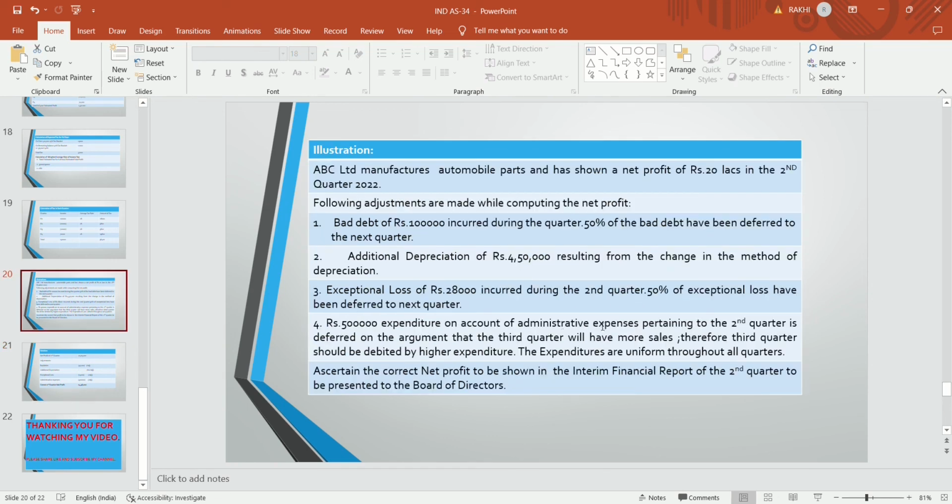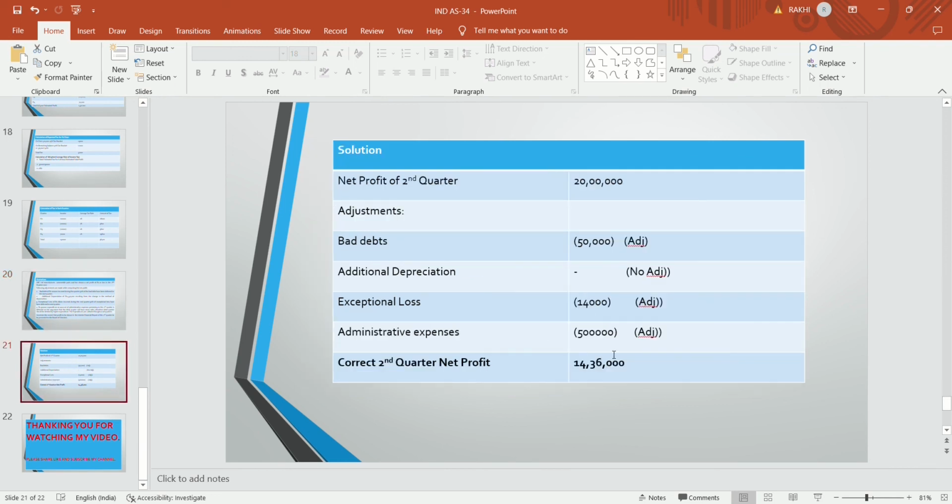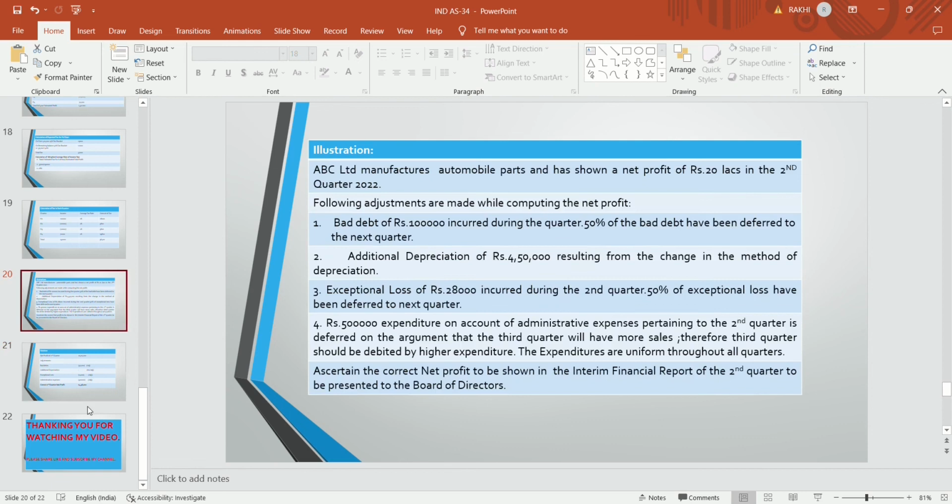The 5 lakh administrative expenses which they deferred to the third quarter also need to be adjusted. So the adjustments are 50,000 for bad debt, 14,000 for exceptional loss, and 5 lakh for administrative expenses. In total it will be 5 lakh 64,000, which is to be reduced from 20 lakhs to get the correct quarter net profit. That gives 14 lakh 36,000. So this is the illustration.